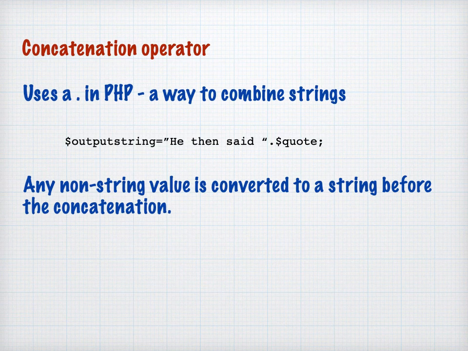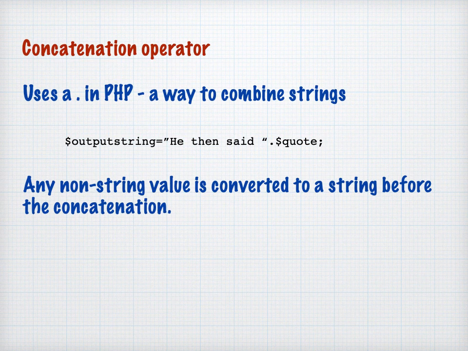Now, one of the things that I did talk about last week was using a dot to do concatenation. So I've just popped that in these slides here. What concatenation does for us is combine strings together. If we supply a variable, it will attach the value of that variable onto the string. So here I'm creating a variable called output string, and the first thing it's going to have is a string. You can see it says he then said, then there's a space, and then on the end of the string it's going to attach the value of quote.